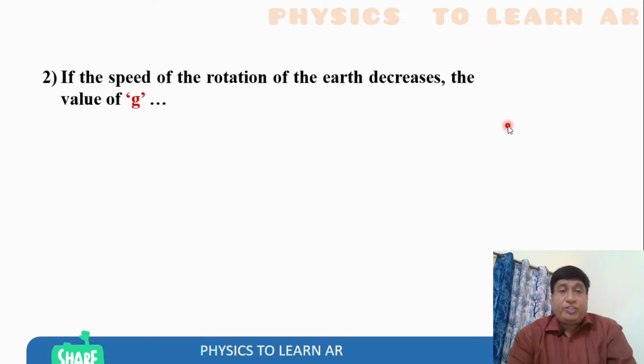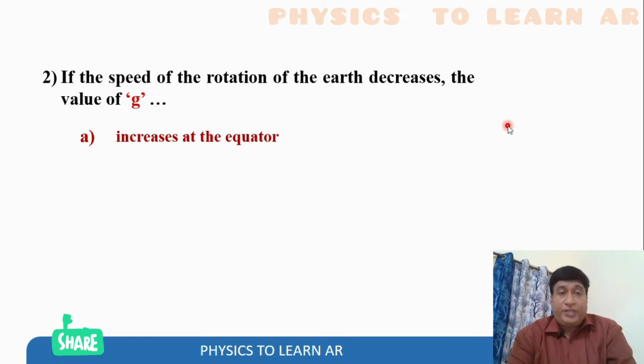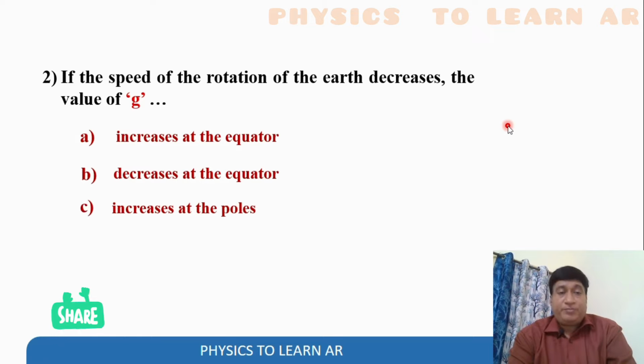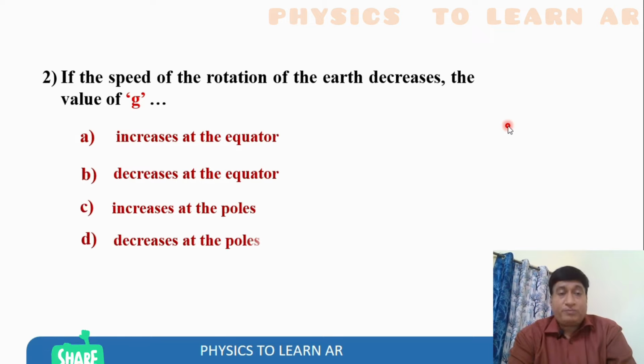If the speed of rotation of the Earth decreases, the value of g increases at the equator, decreases at the equator, increases at the poles, or decreases at the poles. So the answer is: increases at the equator.